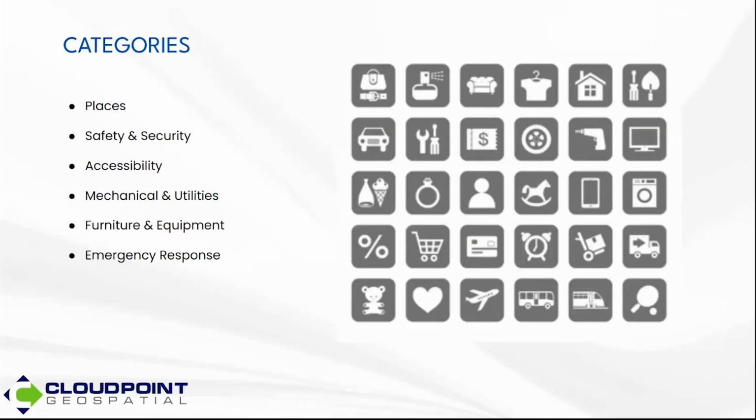And just some general ideas on categories, to get you started. These are some that we typically see, the broad categories: places, safety and security, accessibility, mechanical and utilities, furniture and equipment, as well as emergency response. You can also have categories like transportation, which might include bus stops. Some subcategories, for example under safety and security, are things like security cameras, AEDs, and fire extinguishers.